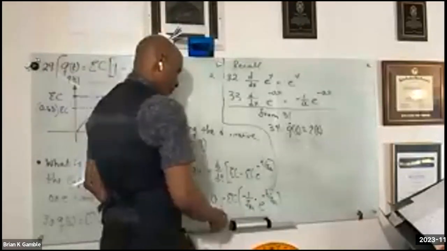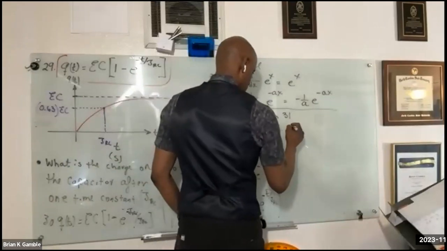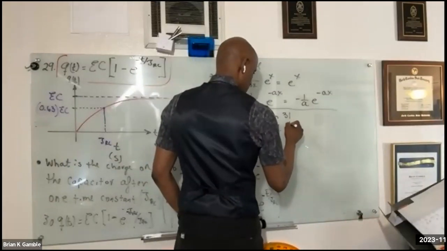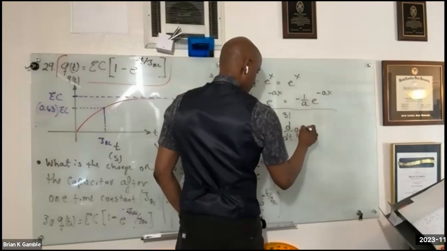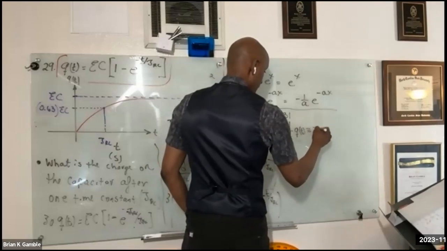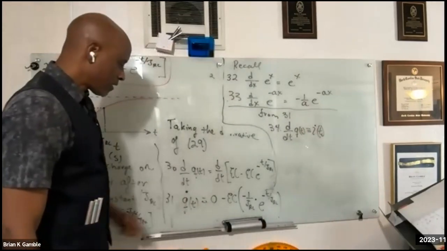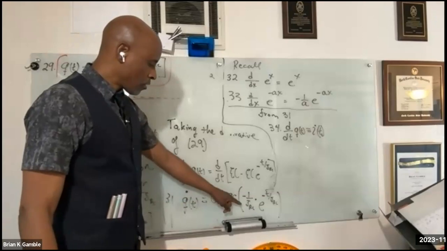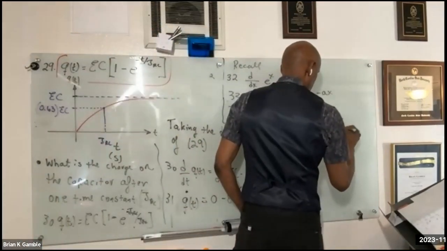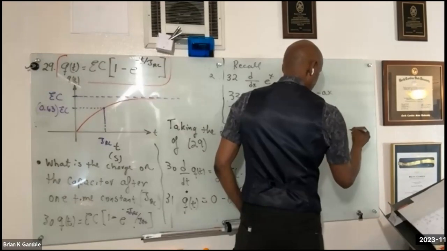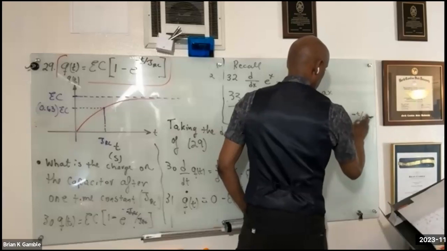Those two dots might be confusing. Let me just go back to the Leibniz notation. So dq/dt of q(t) is defined as I(t). And minus and minus is plus, so that equals (EC/tau_RC) e^(-t/tau_RC).